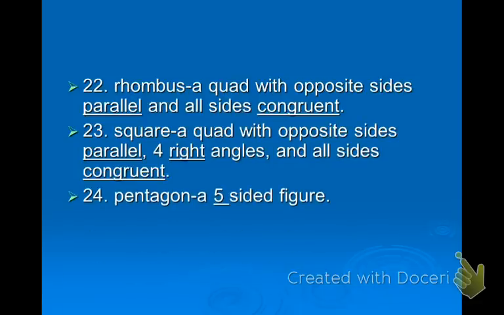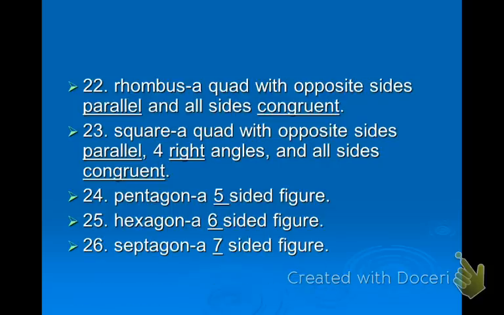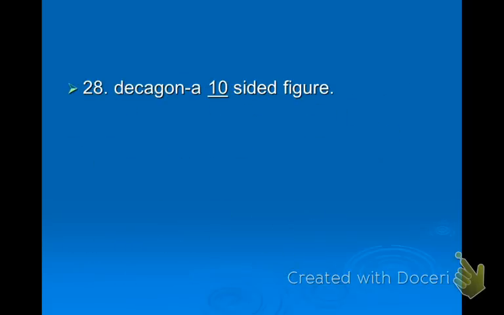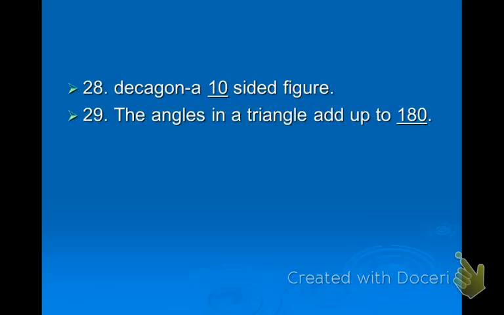Pentagon is a 5-sided figure. Hexagon is a 6-sided figure. Septagon, also called a heptagon sometimes, is a 7-sided figure. Octagon is an 8-sided figure. Decagon is a 10-sided figure. I did leave 9 out. That's a nonagon. And the angles in a triangle always add up to 180 degrees.